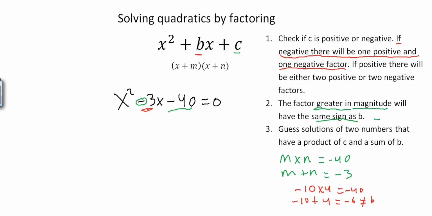Let's try some other factors. Let's try negative 8 and 5. I put the negative on the 8 and not the 5 because the factor greater in magnitude needs to be negative in this case. So this equals negative 40. And then negative 8 plus 5 equals negative 3. So this equals our c term, negative 40, and negative 3 equals our b term. So we can use these factors.